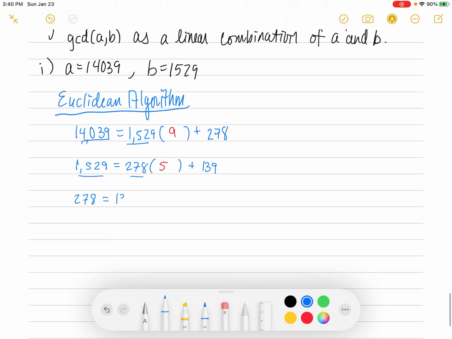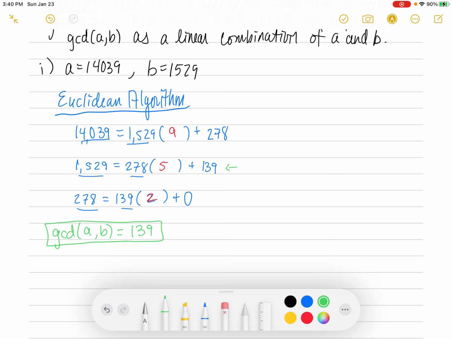So now I'm going to take 278 and divide my new remainder 139 into that. Underline those. I'm going to get a quotient and a remainder. 278 divided by 139. Hey, that's 2. I get a remainder of 0. So I got a remainder of 0, so I'm pretty much done with the Euclidean algorithm. So remember what your GCD is. Your GCD of A and B is going to be your last positive remainder, which was here at 139, right? 139, that's your GCD.